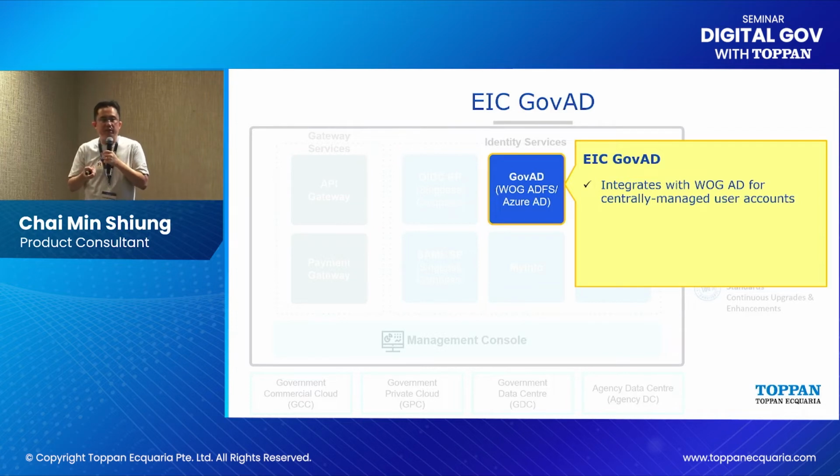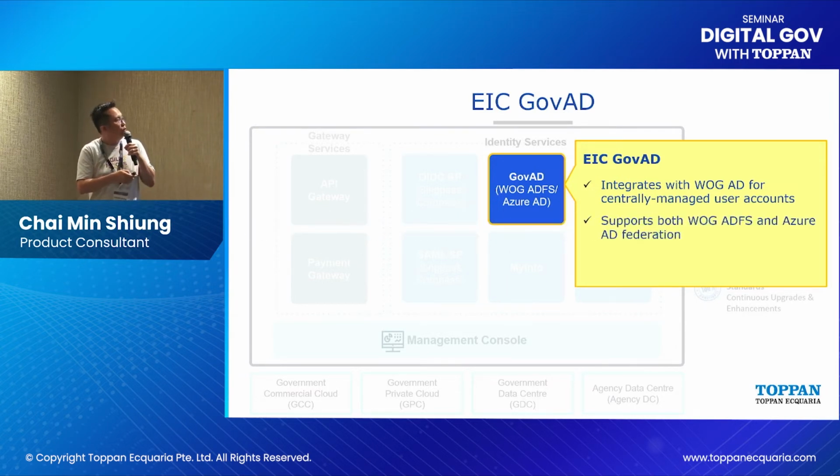So CAM integration is essentially to allow the central CAM system to notify you of any changes in the user account. Let's say, for example, an officer leaves the service, and you'll be notified through APIs. So your agency will need to provide a set of APIs so that the central CAM system can notify you. But before you can integrate CAM, you're encouraged to integrate with WOG-AD because it's a simpler way to integrate. So we support both WOG-ADFS as well as your Azure AD.